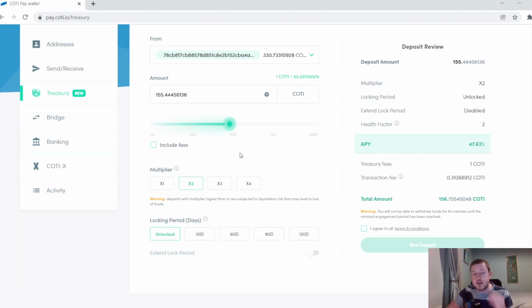pretty unbelievable. In this video, I just want to explain a couple of things which I think need to be explained a little bit better when making a deposit into the Treasury, such as the multiplier, the health factor, what happens when you get actually liquidated, as well as how much the COTI price needs to actually fall before it puts you into a liquidation event.